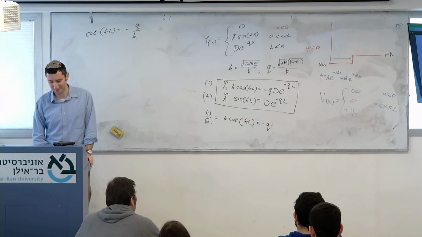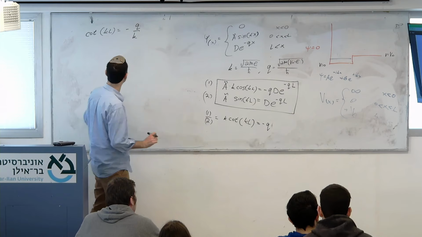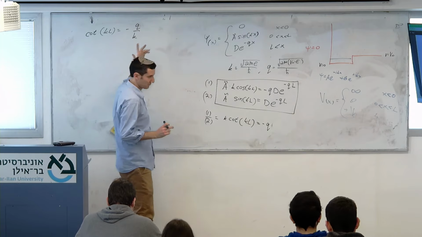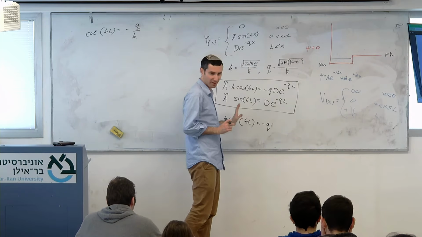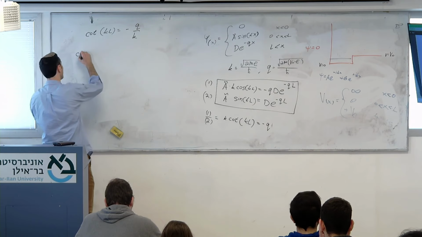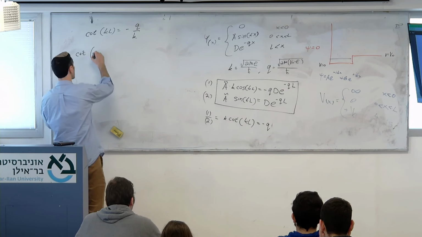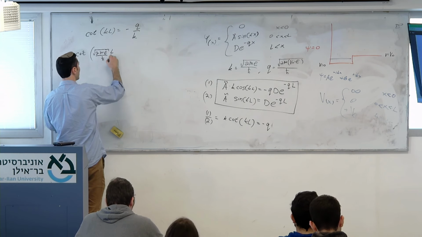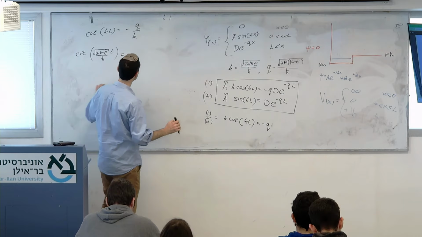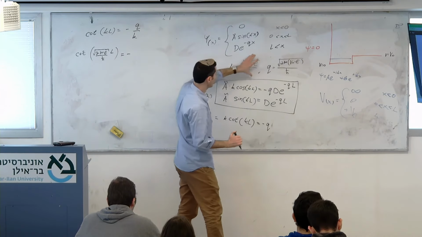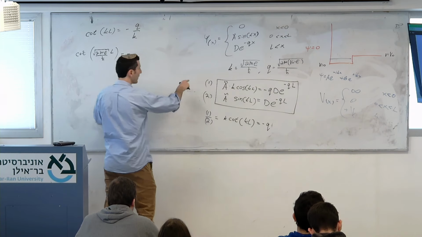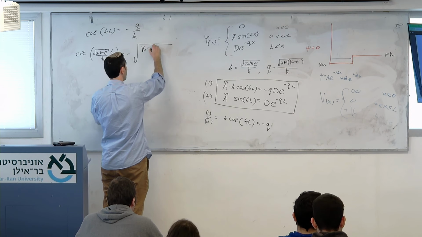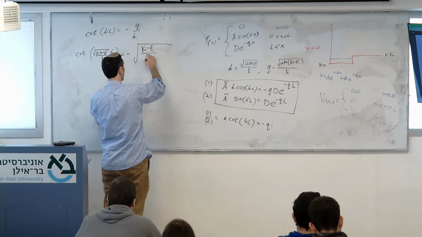Graphically. Yes, graphically. In order to solve it graphically, I'm going to do two things. First of all, instead of writing K and Q, I want to rewrite this, okay? I have here cotangents of KL. What is KL? It is square root of 2mE times L over h bar. This equals minus this divided by that. So h bar and h bar cancel each other out, and 2m and 2m cancel each other. I have here V naught minus E divided by E.